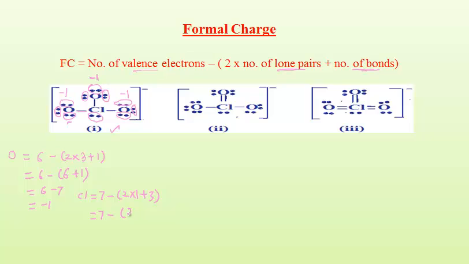Now we can do the calculation. 7 minus 2 times 1 is 2. Here we have plus 3. Well, 7 minus 2 plus 3 is equal to 8, minus... 7 minus 2 plus 3 gives 5 in the bracket sense, so here we get plus 2. Well, the formal charge on this chlorine atom in this chlorate ion is plus 2.